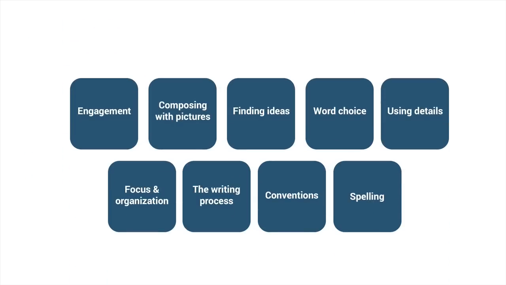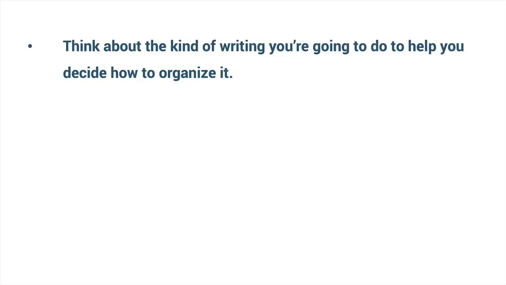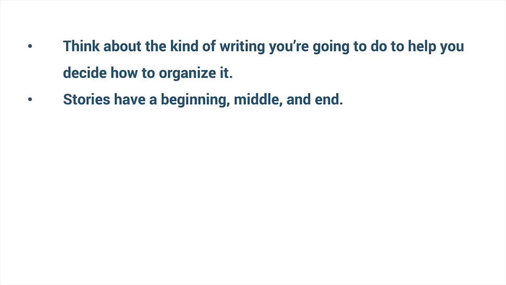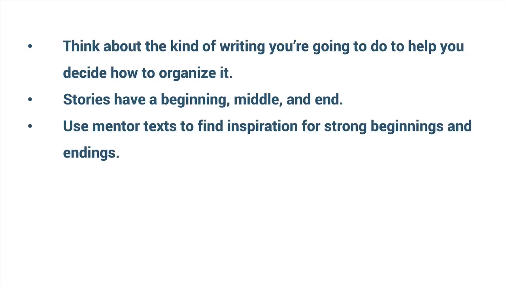Let's talk about focus and organization. In K-2, we teach them to think about the kind of writing they're going to do to help them decide how to organize it. So for example, if a child is writing a how-to book, they may need 1 page for each step of how to do something. If they're writing a story, they might have 1 page for the beginning, 3 pages for the middle, and 1 page for the end. We teach our children that stories have a beginning, middle, and end, and we show them how to use mentor texts to find inspiration for strong beginnings and strong endings.